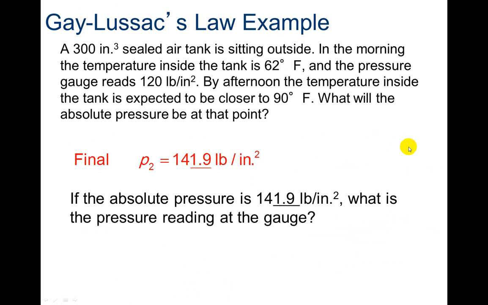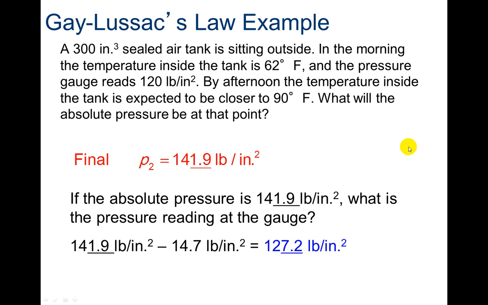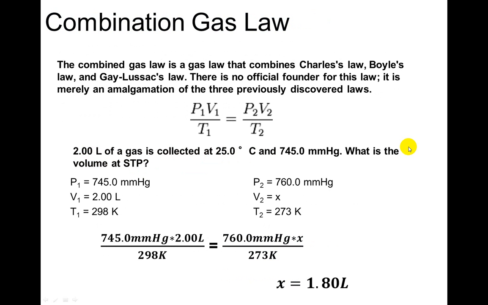If the absolute pressure is 141.9 pounds per inch squared, what is the pressure reading at the gauge? Well, again, if you go from absolute pressure and you want to find out what the gauge is, then you would subtract 14.7 psi. Okay. Significant figures is why they changed it to 130.